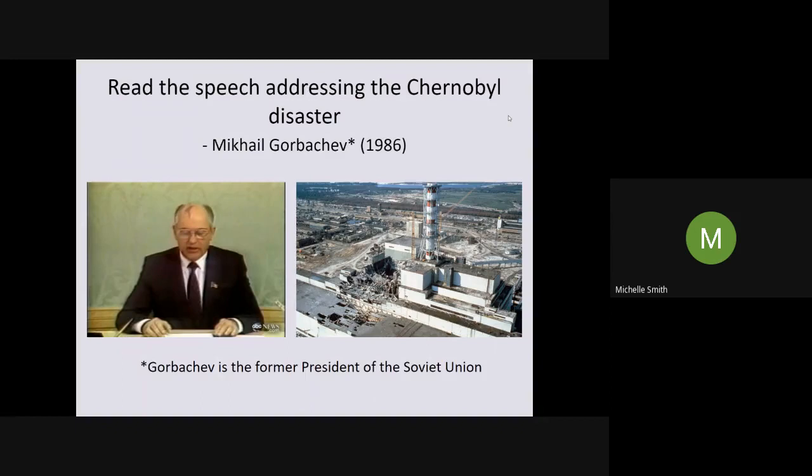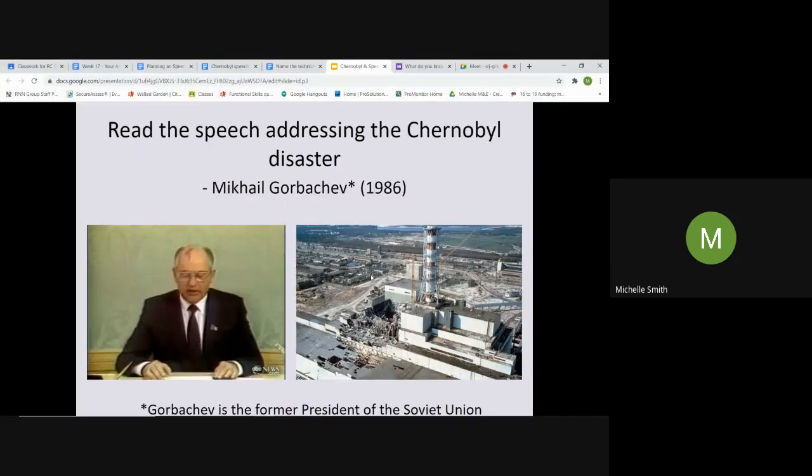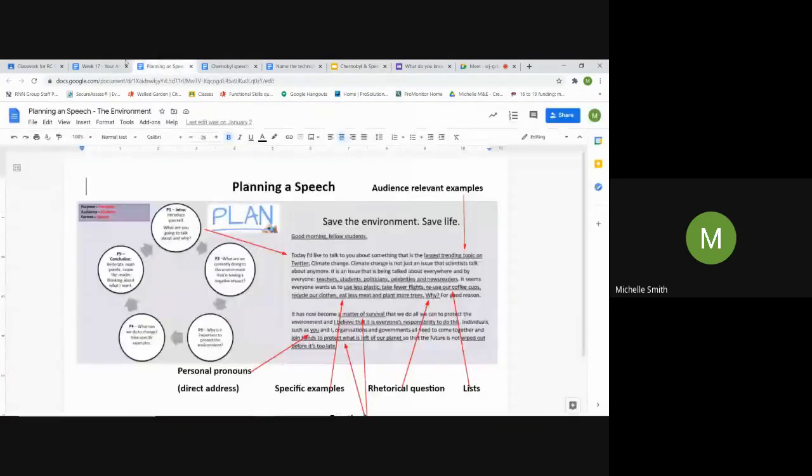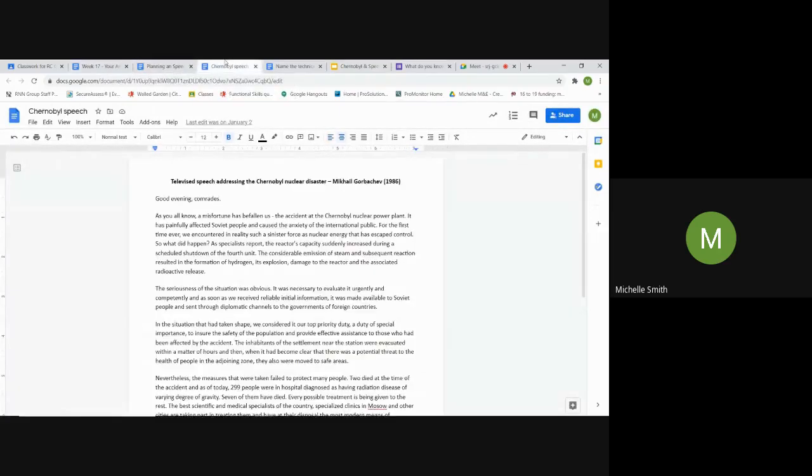And the other picture there is a picture of the reactor, the number 4 reactor here. So this is where the explosion took place. So you can see just a giant hole, yeah, where a nuclear reactor should be. Pretty scary. Okay, so hopefully everybody has got this speech. Chernobyl speech. So televised speech addressing the Chernobyl nuclear disaster by Mikhail Gorbachev. Okay, I'm happy to read it out. If you can follow along with me, that would be great.